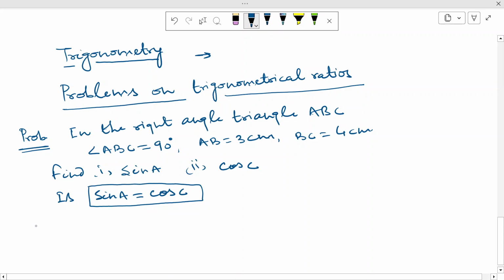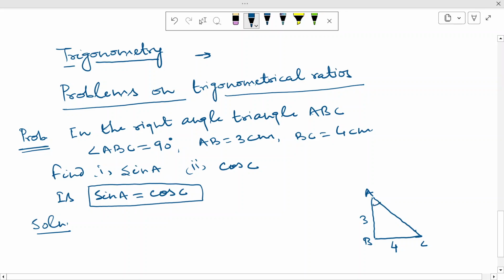So, let us begin with the solution. Let us consider this triangle. We are given this right angle triangle, so let us consider this as A. It is 90 degree at B. Let us consider this ABC. We are given that AB is 3 centimeter and BC is 4 centimeter, and we have to find sine of angle A.